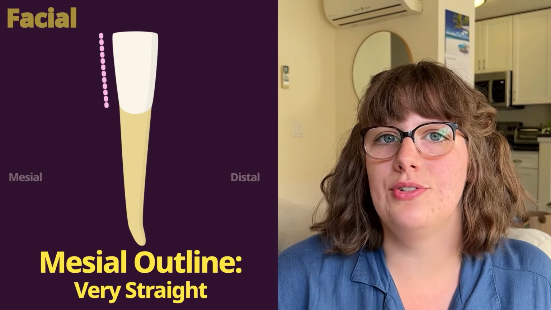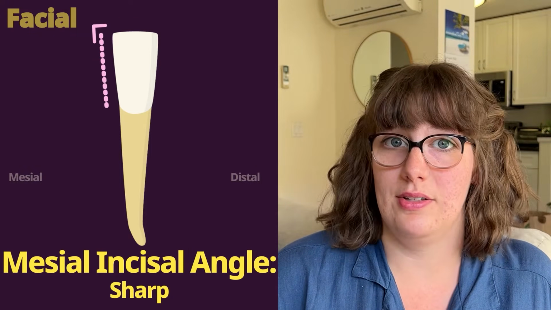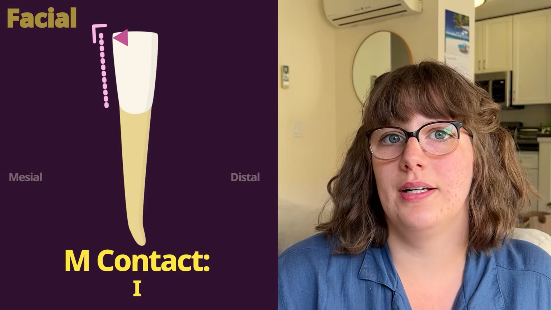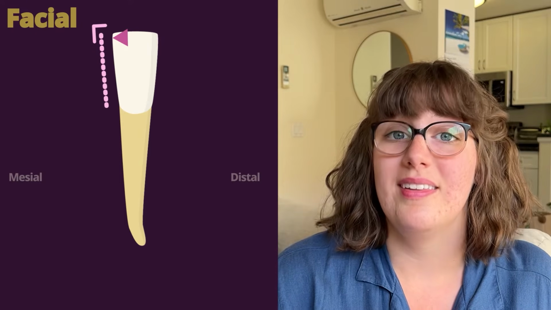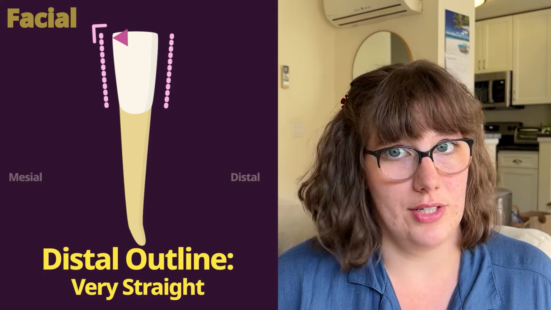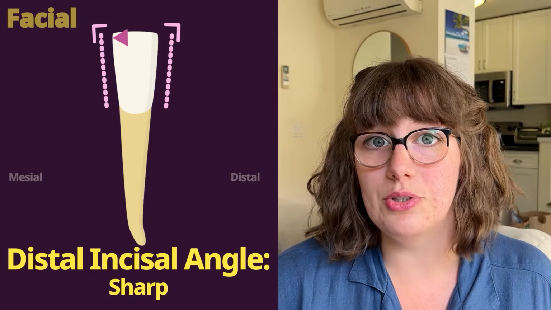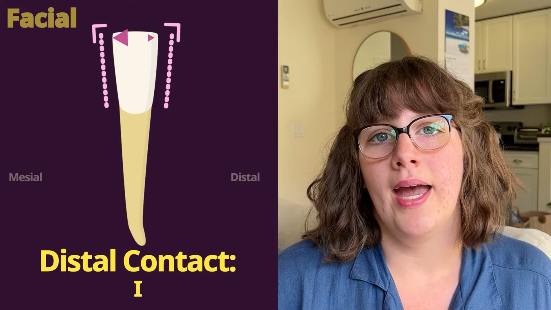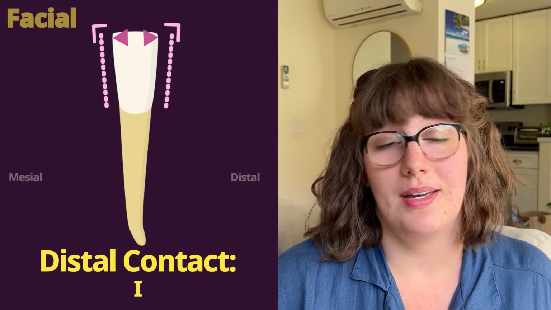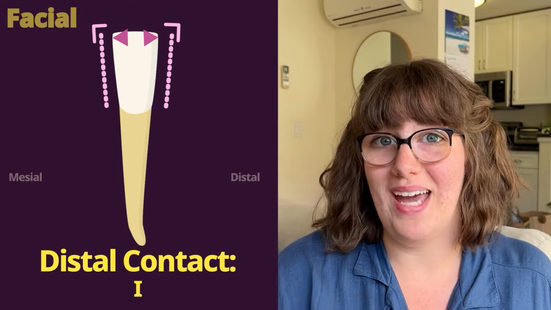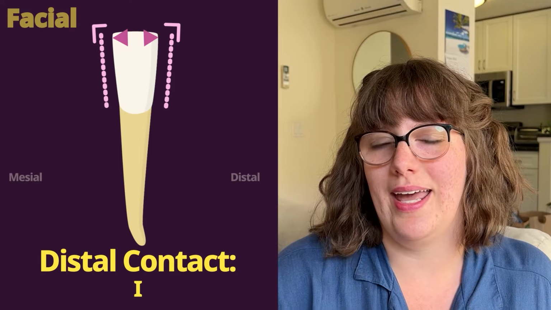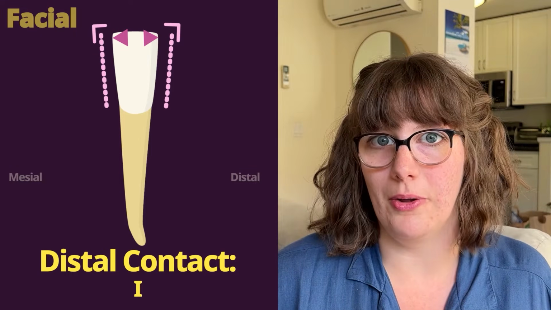The mesial outline of this tooth is very straight. The mesial incisal angle of this tooth is very sharp and pointed. And the height of contour is in the incisal 1/3. The distal is symmetrical, so it's going to match. The distal outline is going to be very straight. The distal incisal angle is going to be very sharp and pointed. And the distal height of contour or contact is going to be in the incisal 1/3. It's not more cervical, it's going to match the mesial. This is one of the few teeth that doesn't have the distal contact being more cervical.